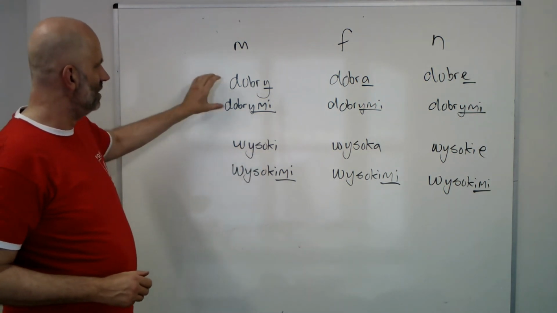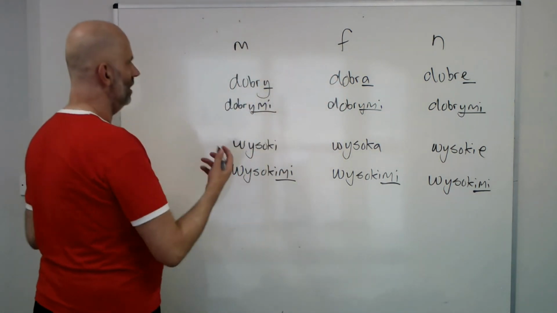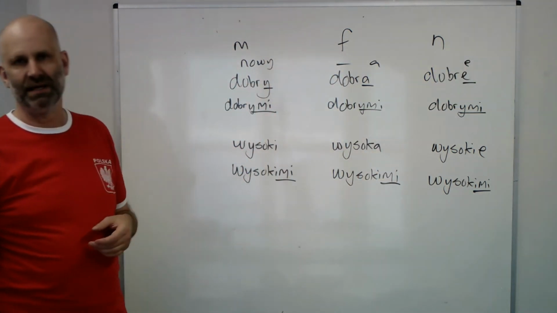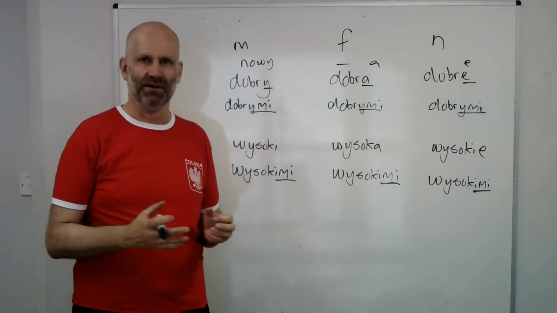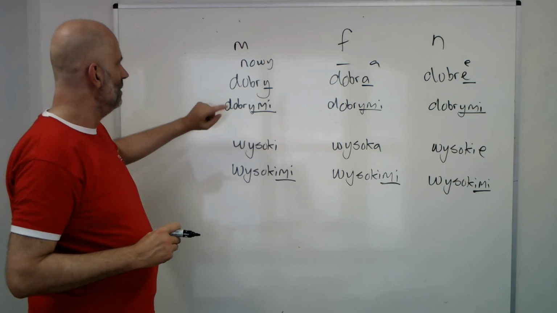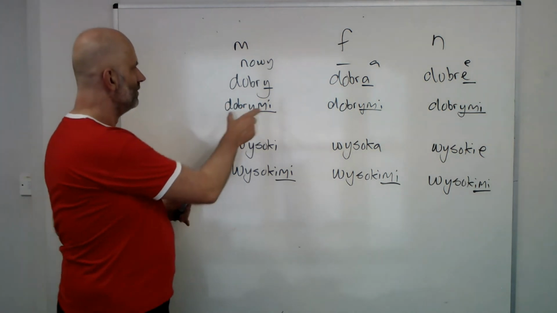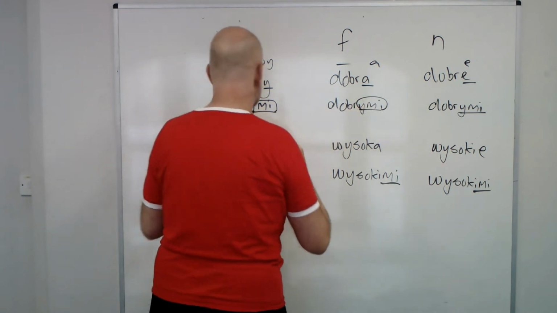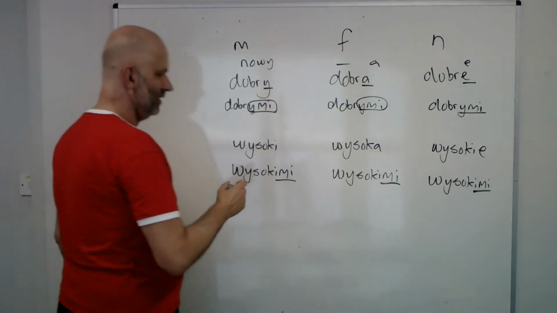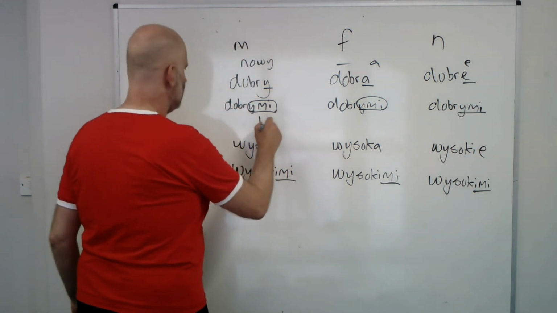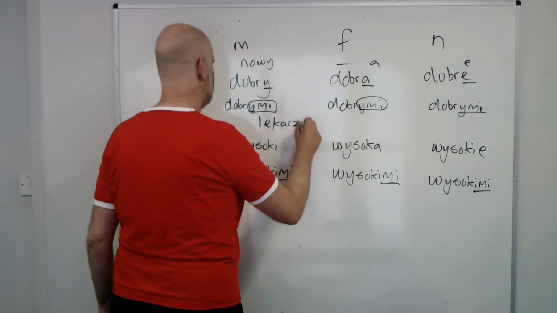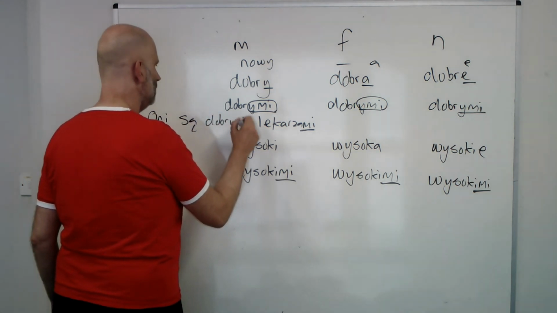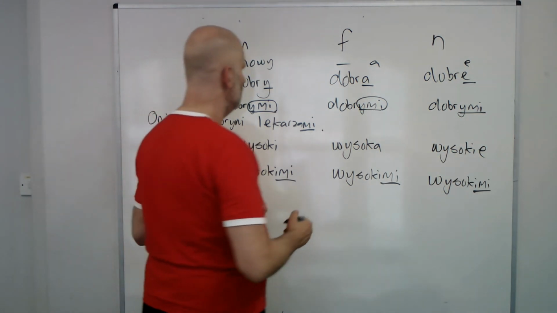To look at this one first, this will be the same for things like nowy, nowa, nowe, or biały, biała, białe, czarny, czarna, czarne. So the majority of adjectives behave like this. For all of the plurals, the ending is -ymi, so dobrymi. It doesn't matter whether it's masculine, feminine, or neuter. We've got lekarz, doctor, so we make that plural, lekarzami. So oni są dobrymi lekarzami. They are good doctors.